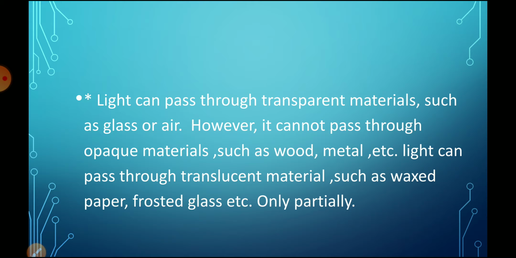Next point, light can pass through transparent material such as glass or air. However, it cannot pass through opaque material such as wood, metal, etc. Light can pass through translucent material such as wax paper, frosted glass, etc. only partially.